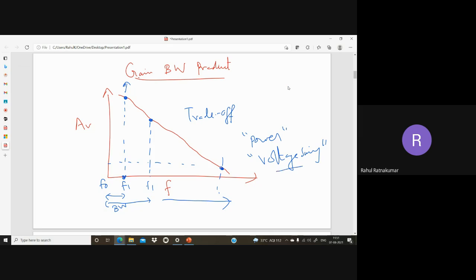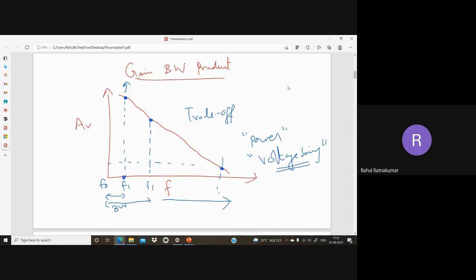This we have seen in the common emitter amplifier load line. If your Q point or operating point is nearer to the cutoff point or nearer to the saturation point, we will face this problem of voltage swing. So this is analog. We have trade-offs: gain, bandwidth, power, voltage swing, etc.